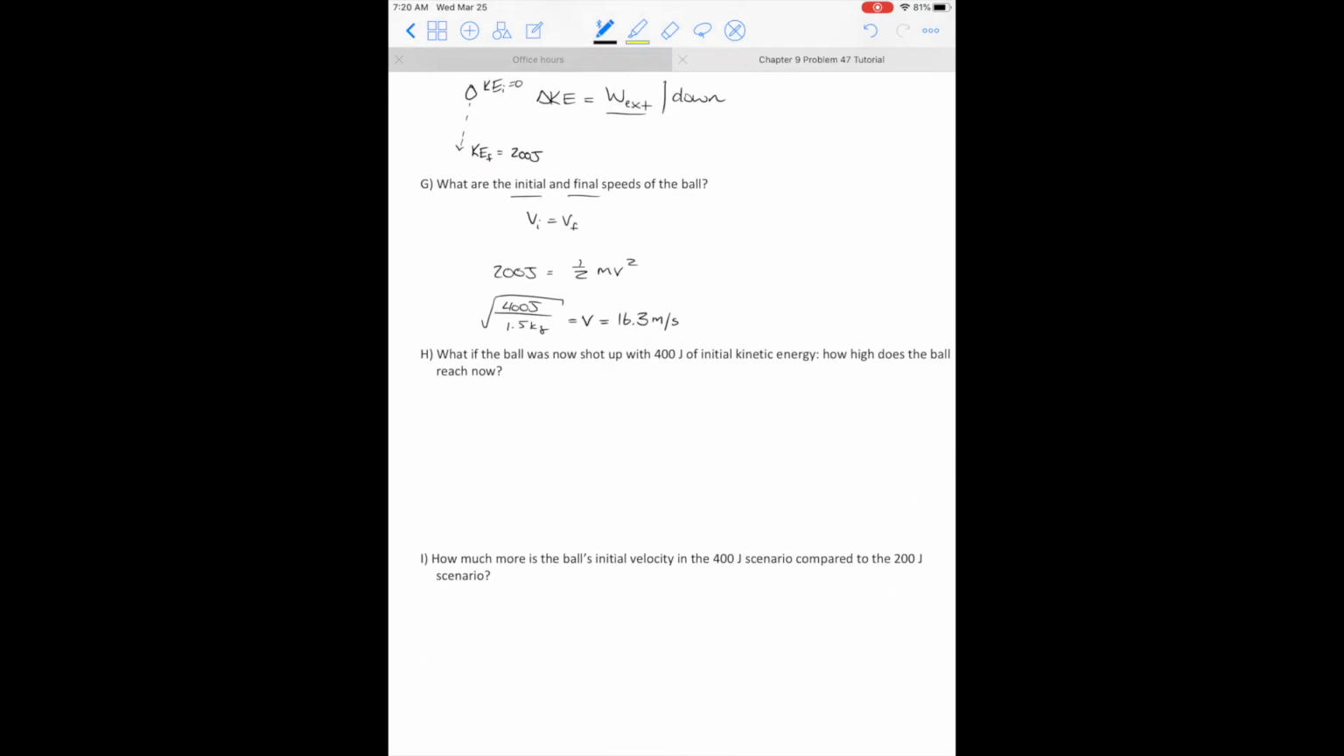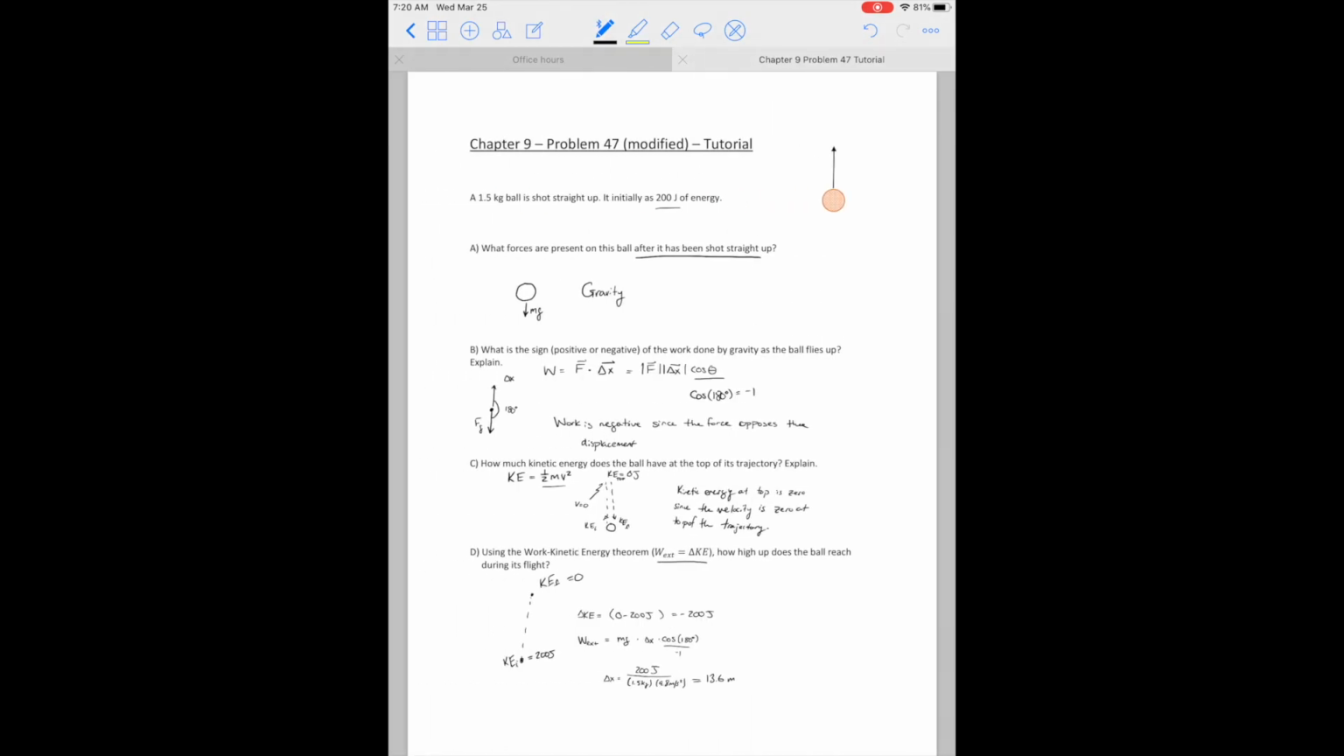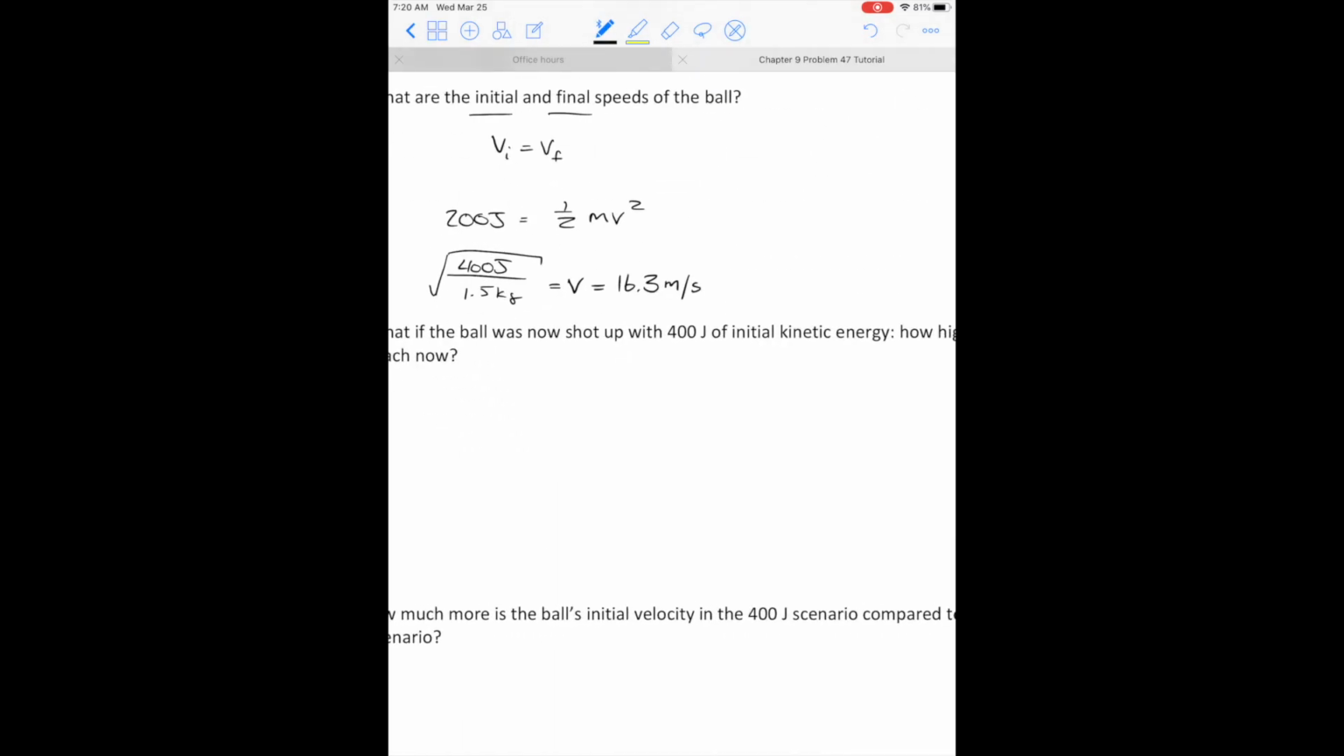All right, 2 more. What if the ball was now shot up with 400 joules of kinetic energy? How high does the ball reach now? So what we could do is actually just look back at part C here, or I guess it's part D, and recalculate things. I would prefer to look at the conceptual relationship found in our equations, right? We have the change in kinetic energy equals mg delta x times cosine 180 degrees, but we know that that cancels out. So what I'm saying is, what if I double this?